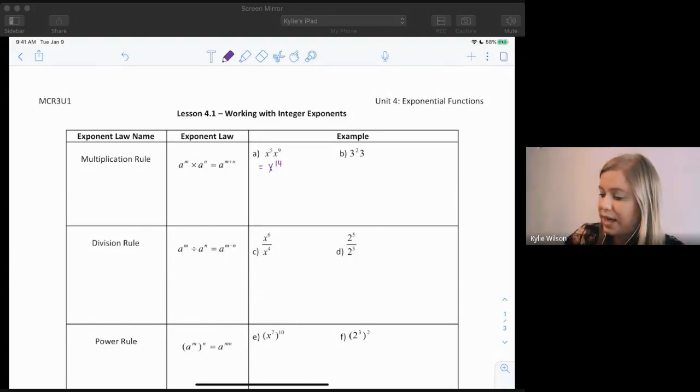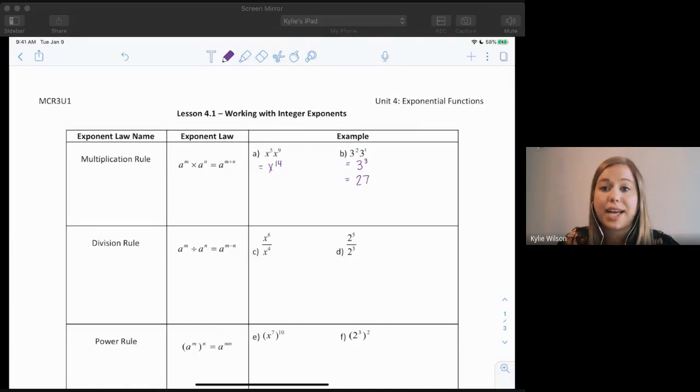Now our next one here, we have 3 to the power of 2 times 3 to the power of 1. So we'll just have 3 to the power of 3. Remember, if I don't write an exponent, it's like there's a secret little 1 there. Now, when I have numbers like this, I do want to try to evaluate them. So 3 to the power of 3 is 27.